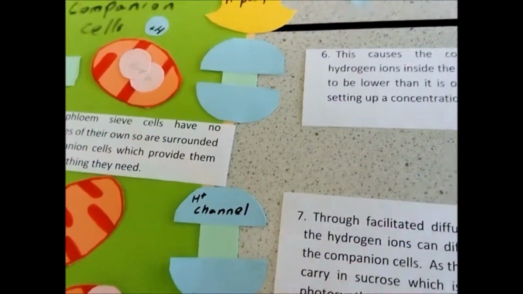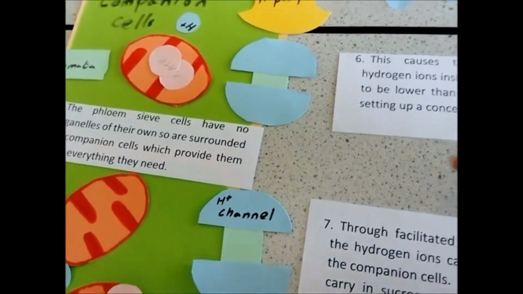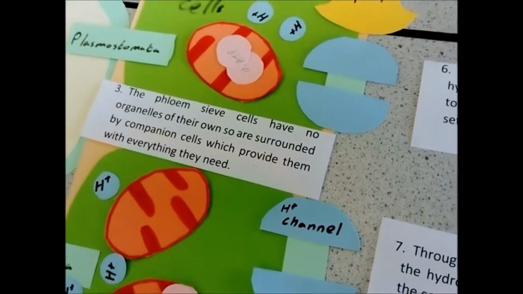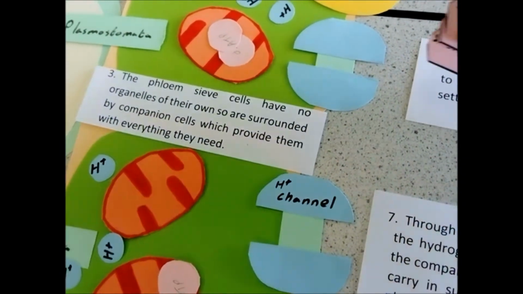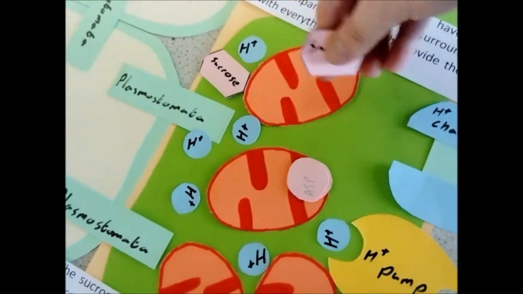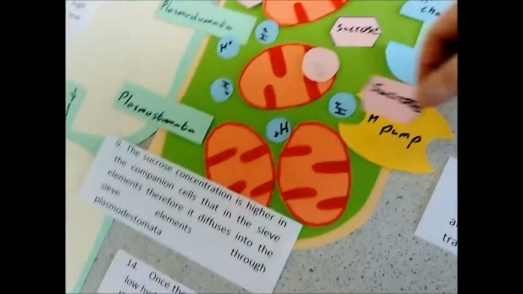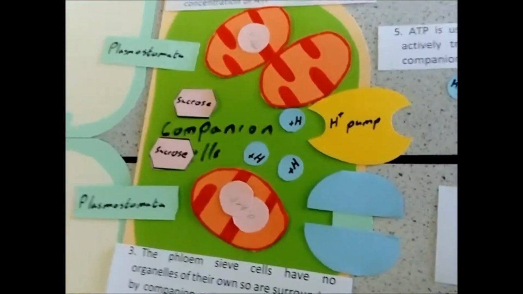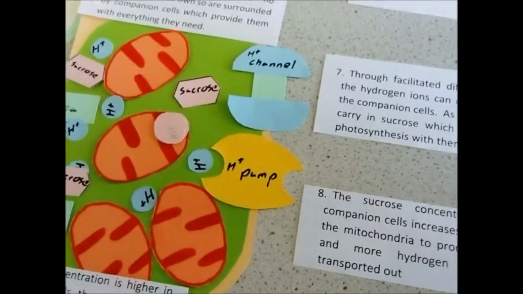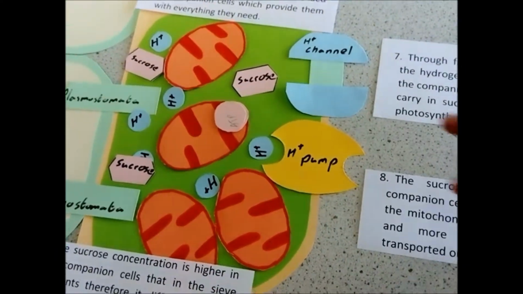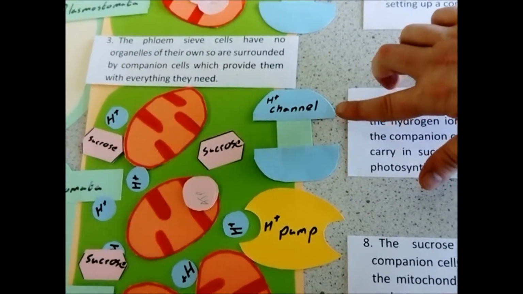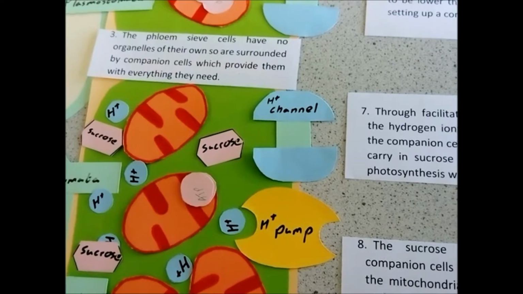This causes the hydrogen ions to move back into the companion cells through a channel protein. As it moves back through this channel protein, it carries the sucrose into the companion cells from the surrounding areas. So the concentration of sucrose in the companion cells is increasing. Right, because it's moving back in, we can also call this facilitated diffusion, because it's being facilitated by a channel protein.